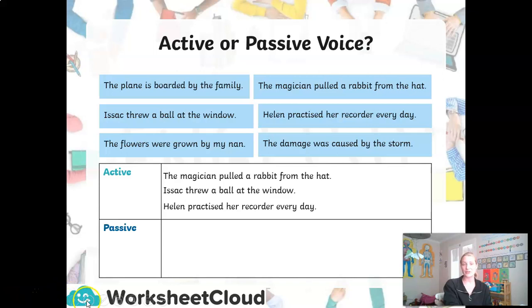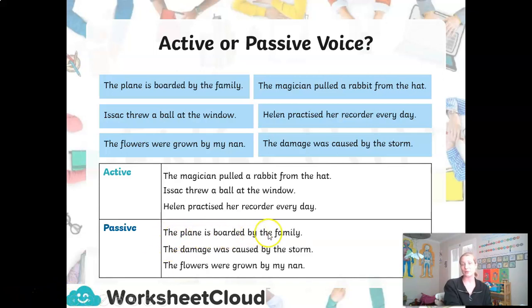So the other 3 sentences are all passive voice. The plane is boarded by the family. So here, the plane is the object because boarded is the verb, but the family, remember, the subject, must perform the verb. So the family perform the boarding of the plane. Okay, so we've just flipped the order around. So now we have object, verb, subject.